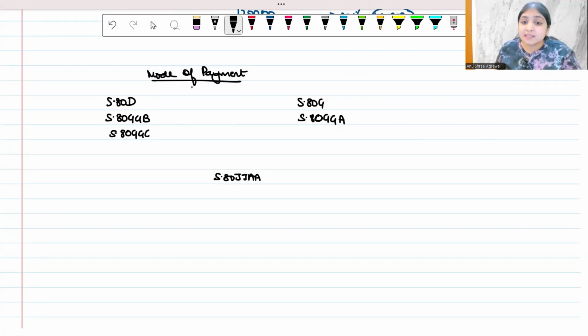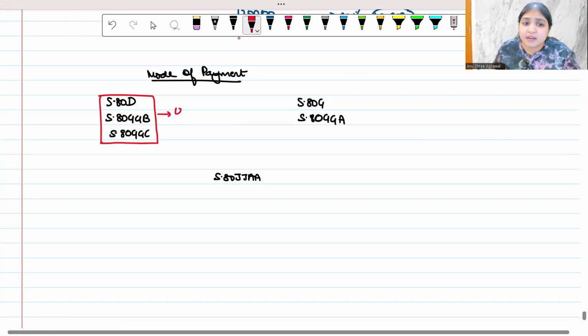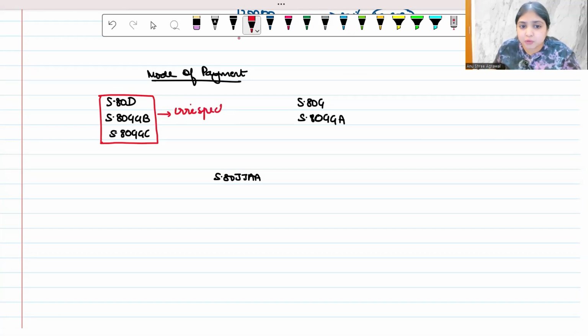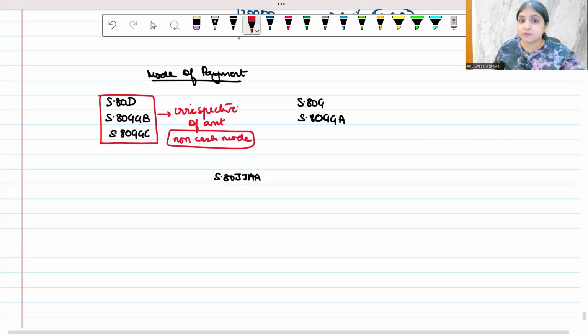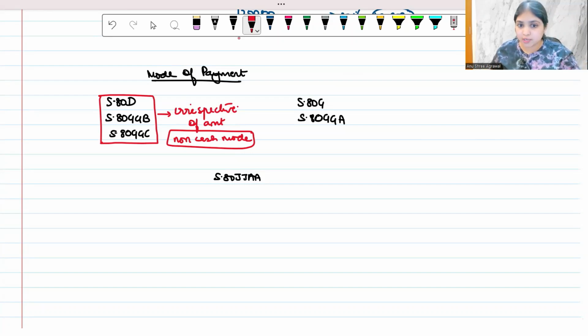There's a reason why I've written them in these 3 parts. 80D, which talks about medical insurance premium, 80GGB and GGC, which talk about political party contributions. Here, irrespective of what the amount is, the payment has to be made in which mode? The payment has to be made in non-cash mode. We don't even talk about the 2000 limit over here. Irrespective of the amount of payment, you have to make the payment in non-cash mode.